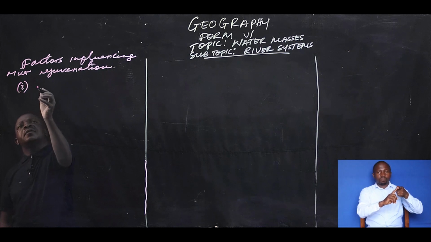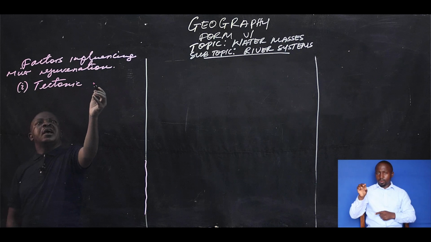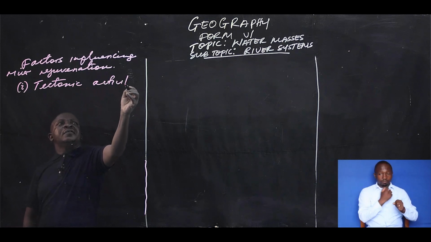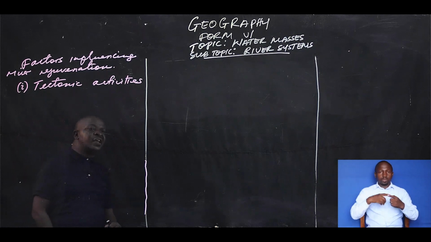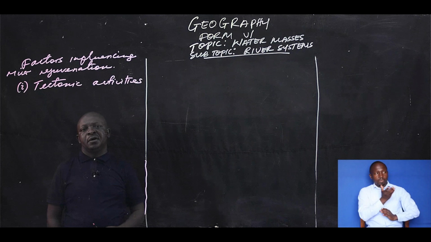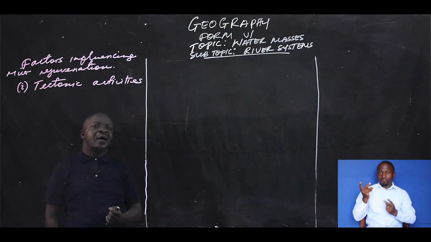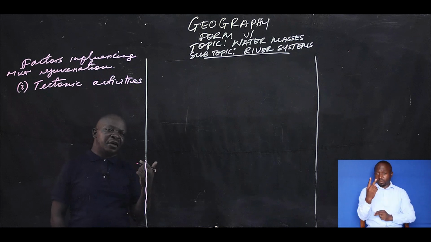One, tectonic activities, the same to say axis movements. This considerable factor influences river rejuvenation in two varied ways.